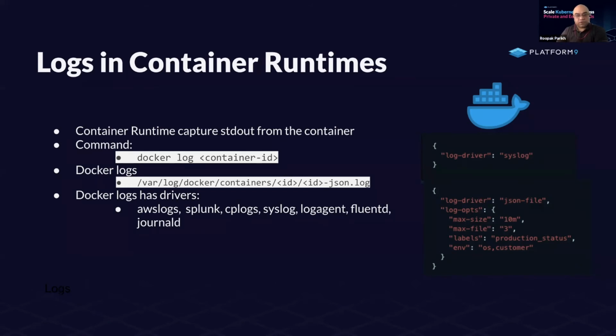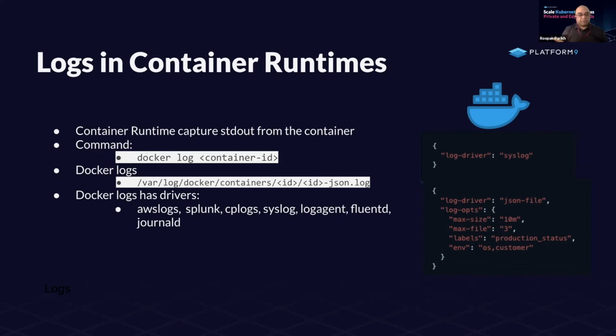And I'm showing on the right-hand side a couple of settings. You can log to syslog, AWS, Splunk, Google, FluentD, JournalD, and so on and so forth. So there are lots and lots of options there. And Docker's website has really good documentation on how this can be dealt with.